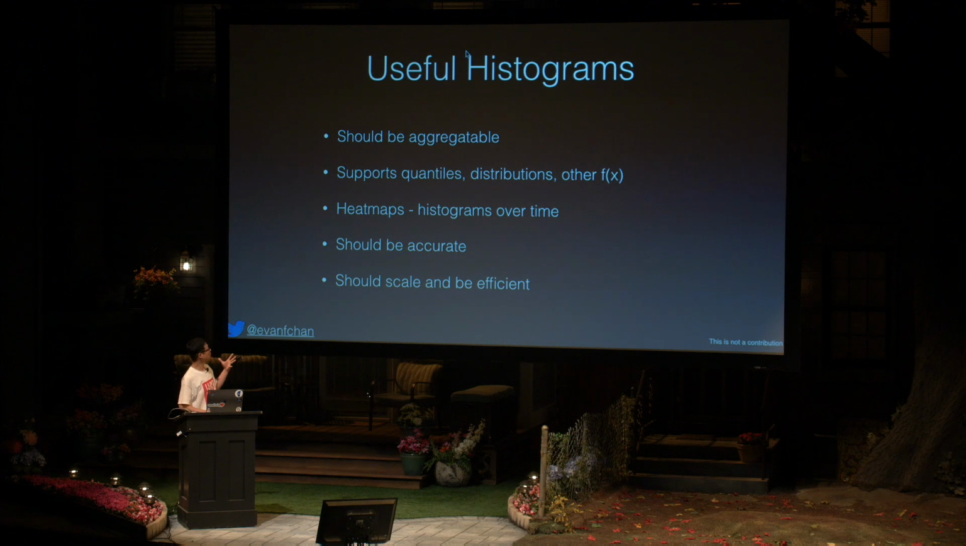So we might want to support heat maps over time, right? Another property is that you should have some notion of how accurate it is. You should be able to control how accurate it is. And we'll get into that in 1 second. Finally, we want histograms that can scale and be efficient, meaning we ought not to be afraid of using them, right? It is a very useful tool. We want to be able to use it. And if we find them useful, we should be able to use it without fear.